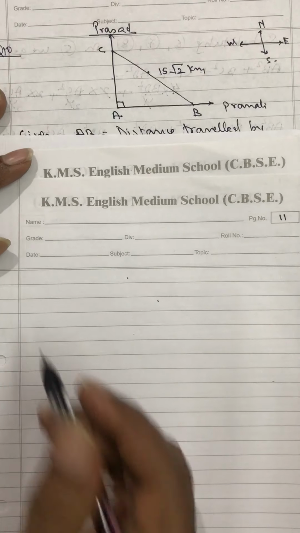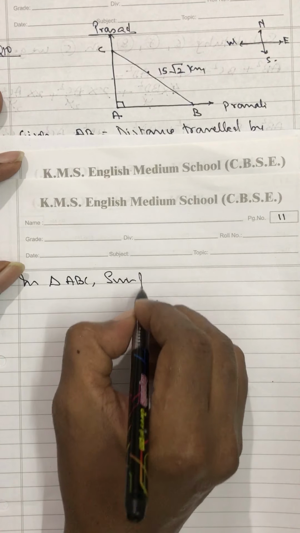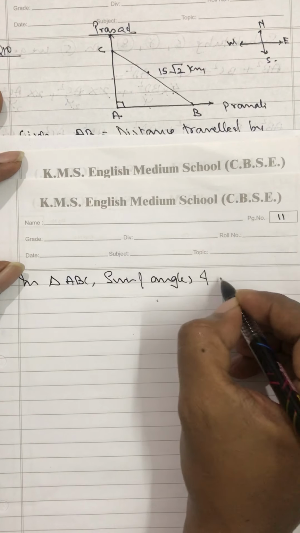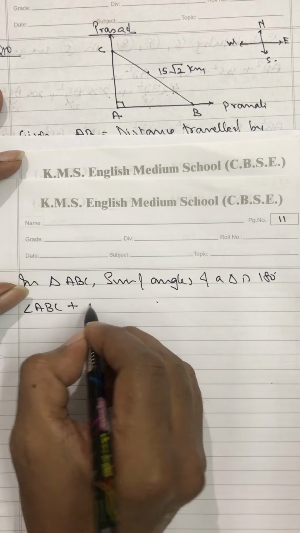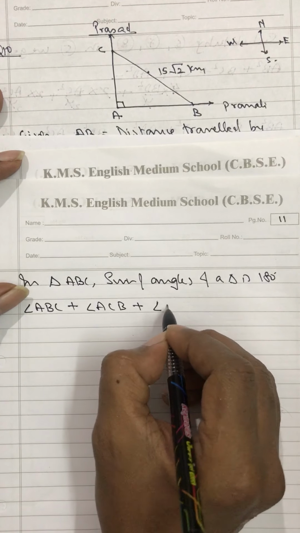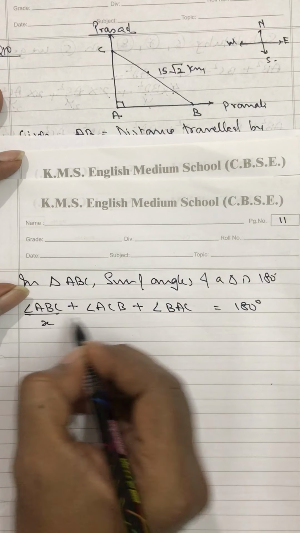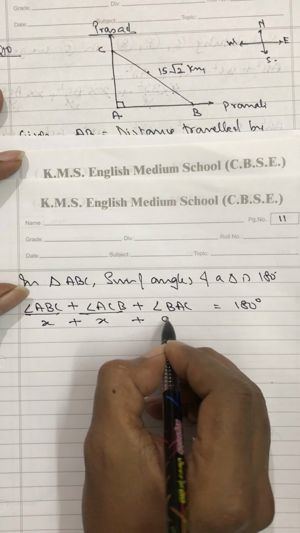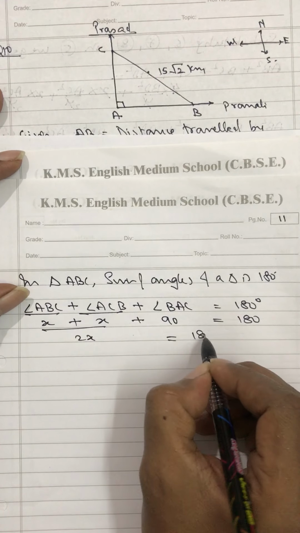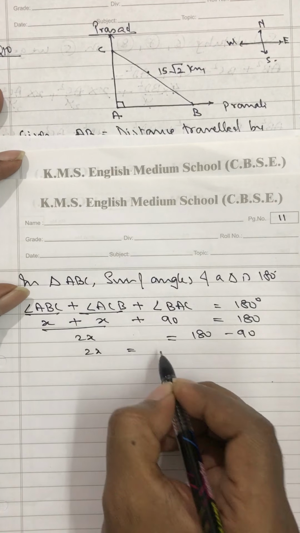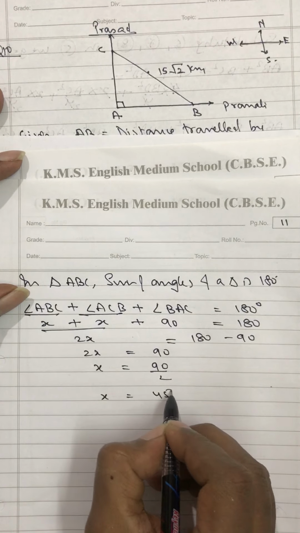So in triangle ABC, sum of angles of a triangle is 180 degree. So you will get angle ABC plus angle ACB plus angle BAC is equal to 180 degree. So this is X, this is X, this is 90. So if I add X plus X is 2X, 180 minus 90 will give me 2X is equal to 90. X will be equal to 90 upon 2. So I get X is equal to 45 degrees.